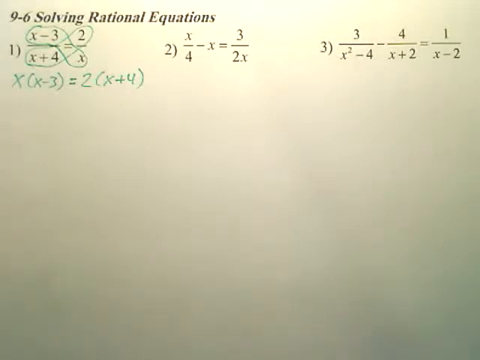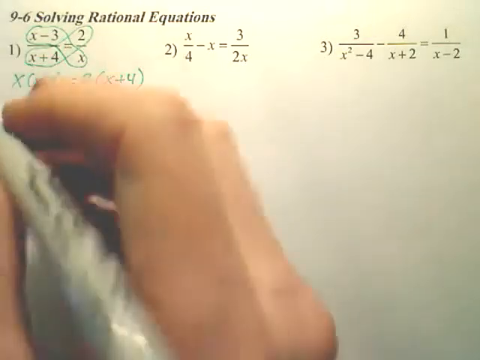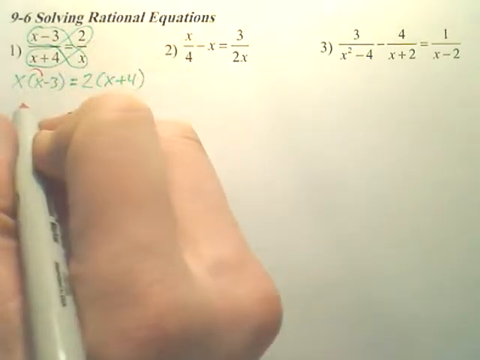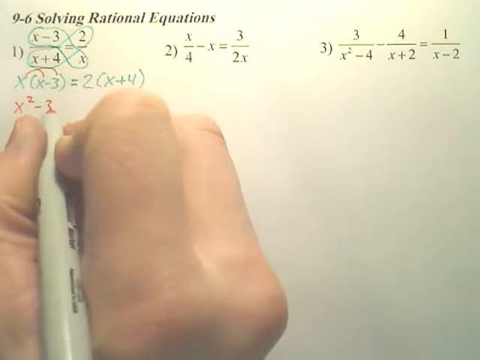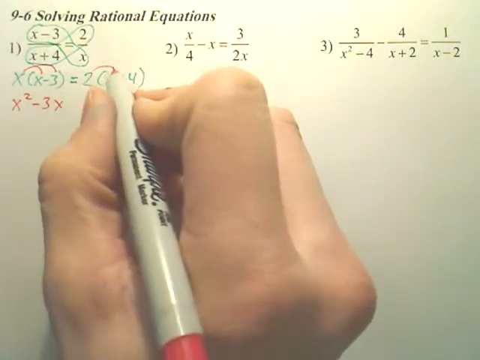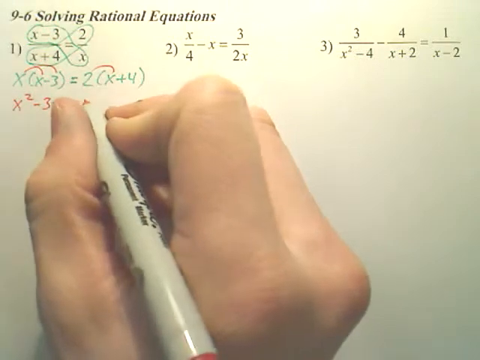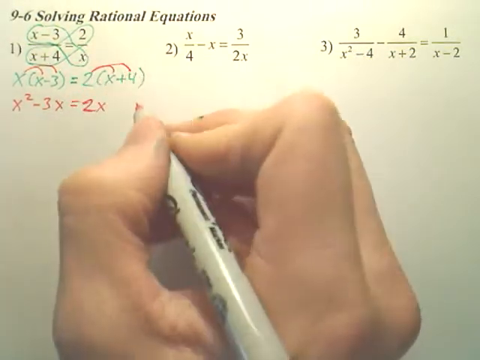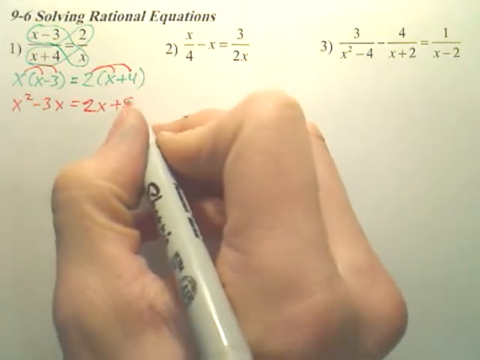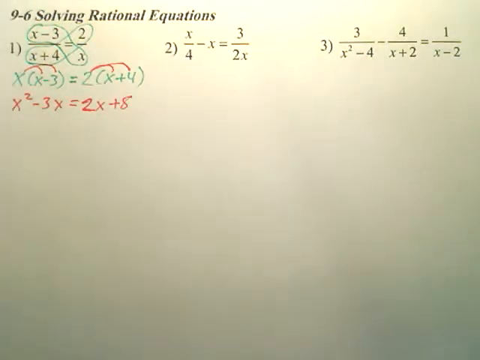And this is where it gets kind of ugly. Because right here you got x times x is x squared. x times negative 3 is negative 3x. 2 times x is 2x. And 2 times 4 is 8.